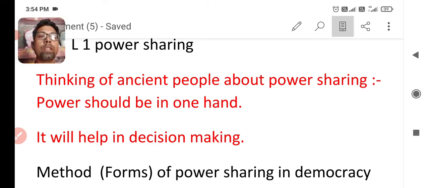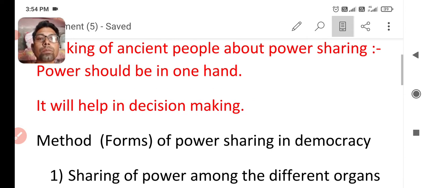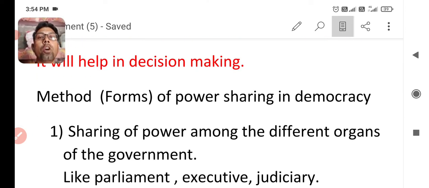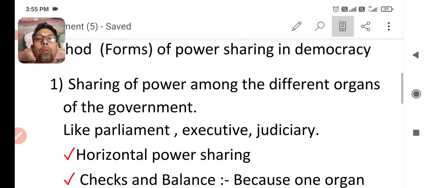And the next major point of the lesson is methods or forms of power sharing in democracy. There are different methods of power sharing in democracy, but 4 major methods are there. We are going to read all 4 of them. So the first form of power sharing is sharing of power among the different organs of the government. We can share the power among the different organs of the government.